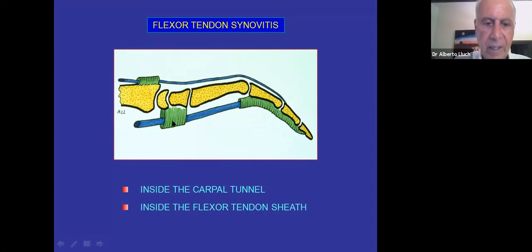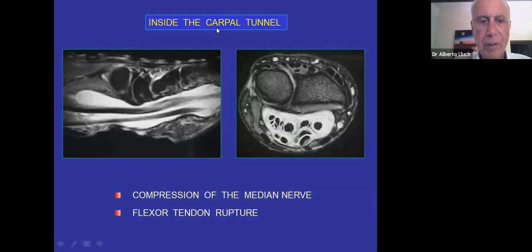We can see it in the carpal tunnel, difficult to diagnose clinically, and we can see it in the flexor tendon sheath, a little bit easier to diagnose. Inside the carpal tunnel, we have an MRI in a longitudinal section: lunate, distal radius, capitate, middle finger metacarpal. Here we can see the flexor tendons, darker, and here all the synovitis, white.